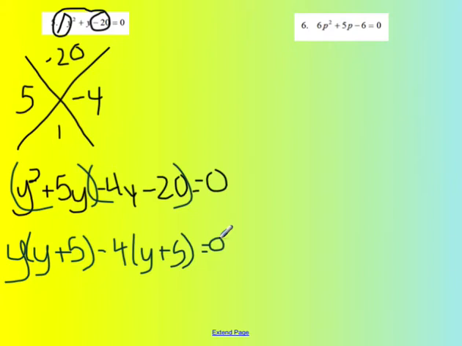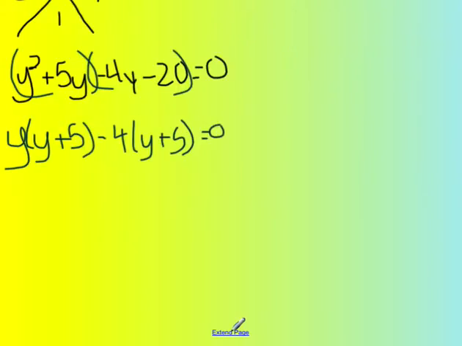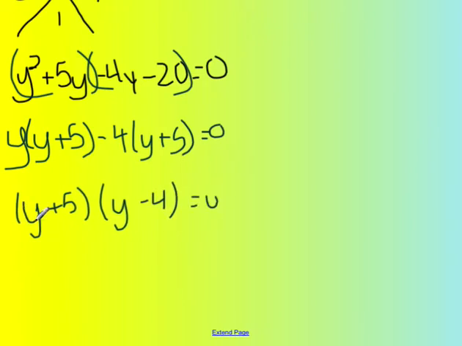I'm not worried about the equals to 0 part until I've completely solved. So then, I'm going to get y plus 5 in one parenthesis, and then y minus 4 in the other parenthesis. So now I'm going to take my y plus 5 and set that equal to 0, and my y minus 4 and set that equal to 0.